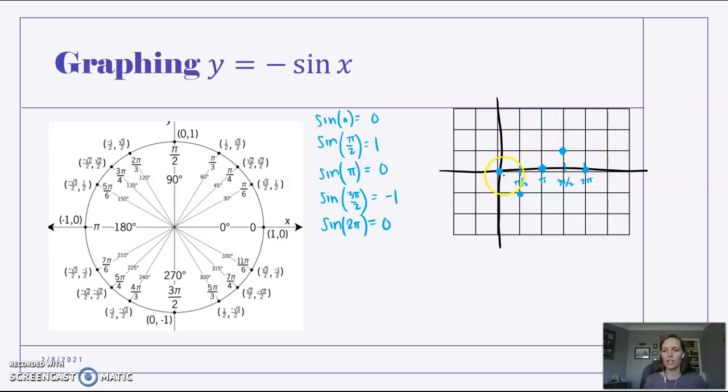So take a look at what this graph looks like. We've got a very similar shape. It's still that wave, and that wave is still going to continue. But if you think back to what that original graph looked like, let me change my color here so it's not confusing, the original graph went up to 1, then to its midline, and down to its minimum. So all we've done by putting that negative in the front is flip it over the x-axis.